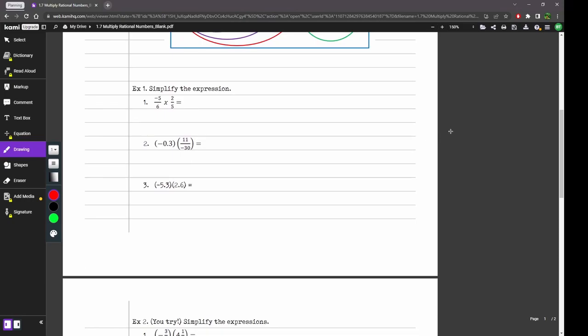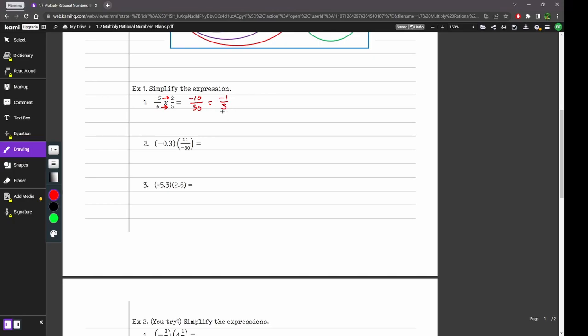As I had mentioned, multiplying rational numbers is quite easy. So let's jump into some examples. When we're looking at multiplying fractions, it couldn't be any easier. You literally just multiply across. Negative 5 times 2 would be negative 10, and then 6 times 5 is 30. But we're not done yet because these can be reduced. They're both divisible by 10, so we end up with negative 1 over 3.